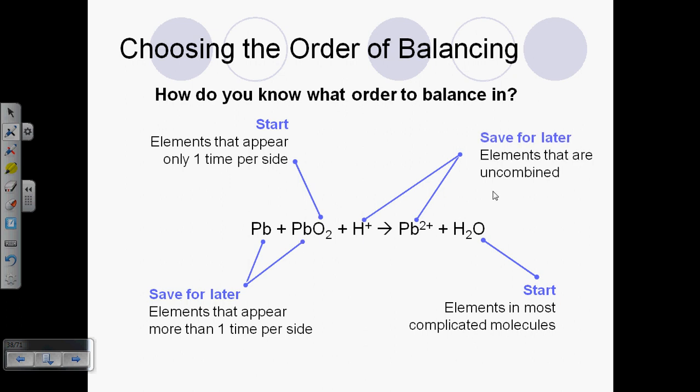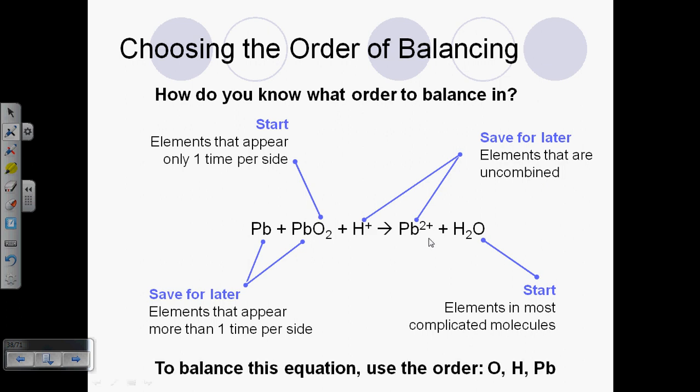And then the last thing you want to save is if you only have an element that is uncombined. So for example here hydrogen's by itself and so is lead. Those are the easiest to balance. So here we would do oxygen first, then hydrogen, and then lead.